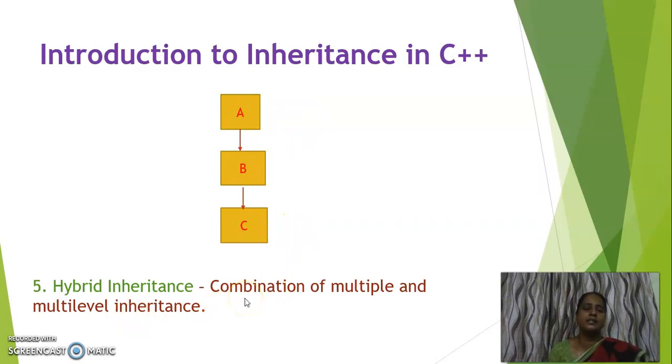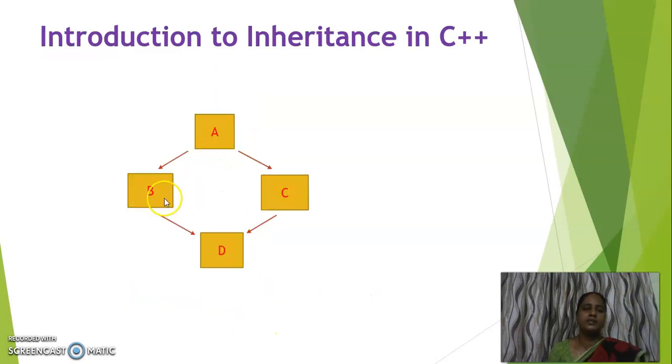Hybrid inheritance is a combination of multiple and multi-level inheritance. So this is the multiple inheritance, which has two base classes. And the multi-level inheritance is this form, A, B, D. So this is a hybrid inheritance, a combination of multiple and multi-level inheritance.